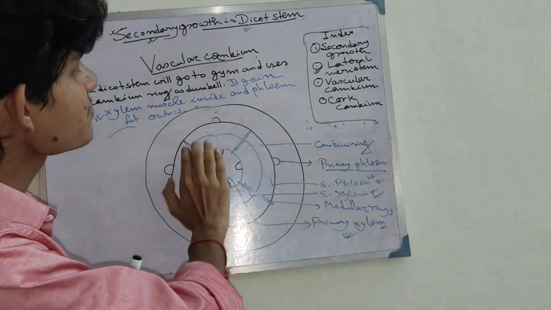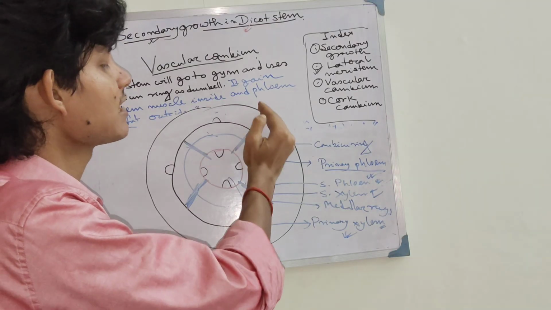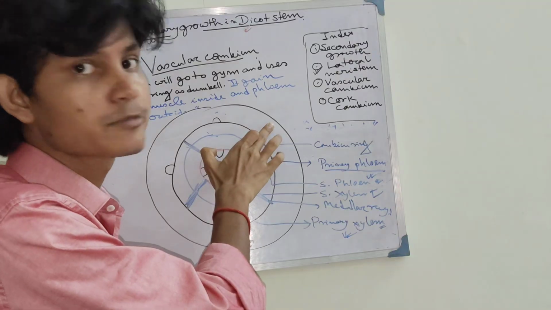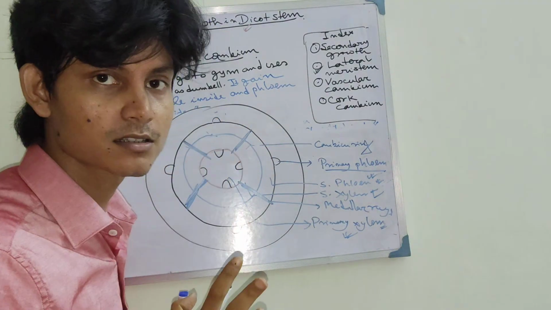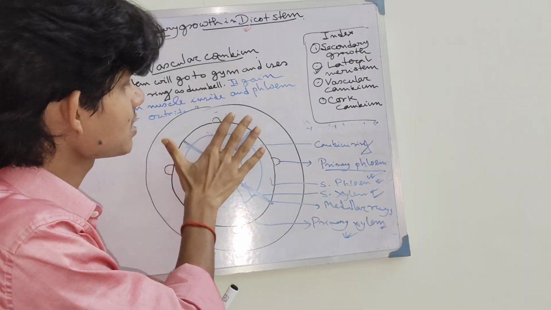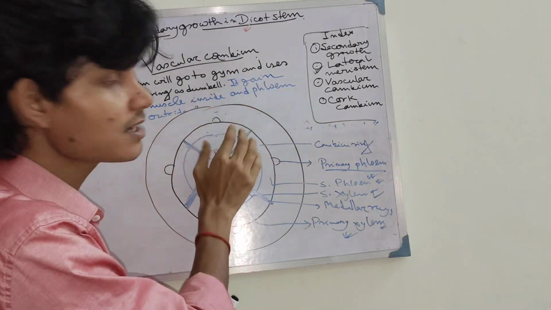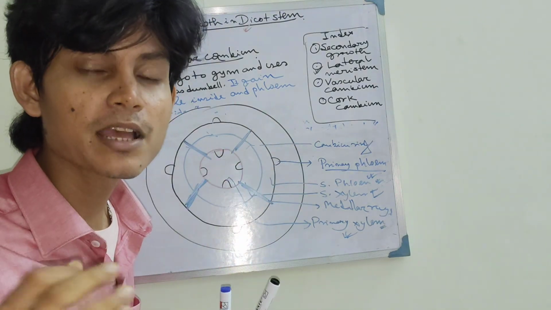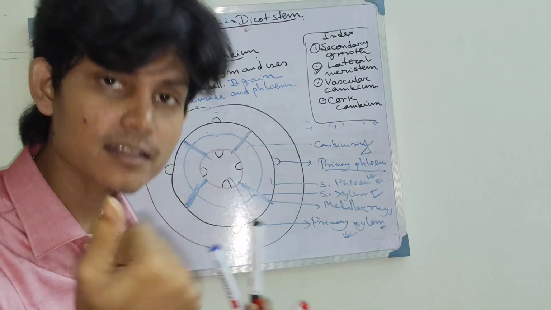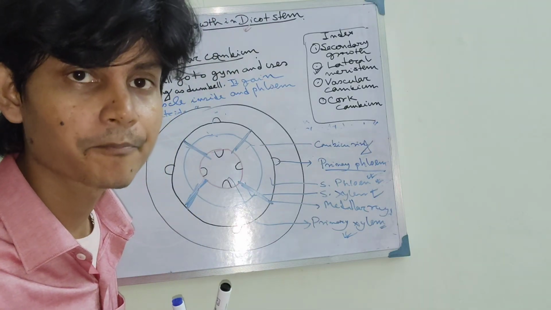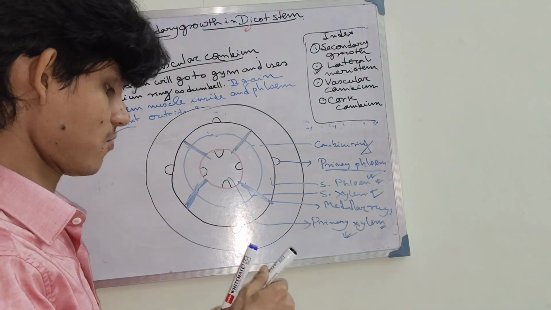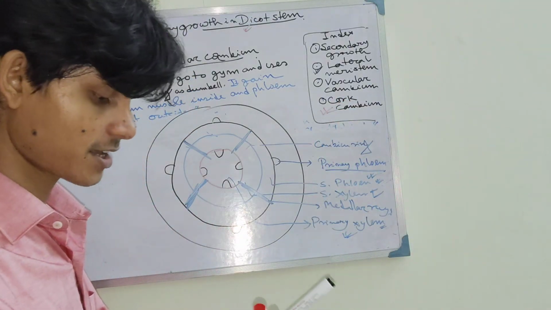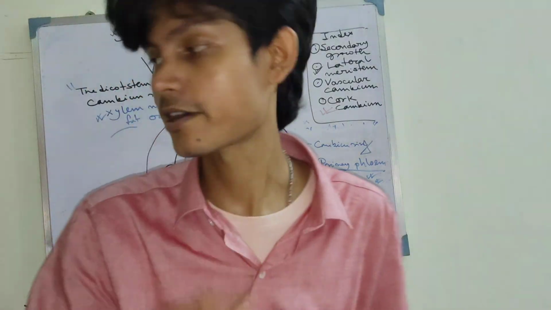Now if there is continuous production of the secondary xylem and secondary phloem, the cortex and the epidermis will get pressurized and may be crushed. There will be continuous production pushing towards the periphery, so the cortex and the epidermis may get crushed. So there is a need for another protective layer. What will that protective layer be? That protective layer will be our last topic, which is cork cambium. So let's go into the cork cambium.